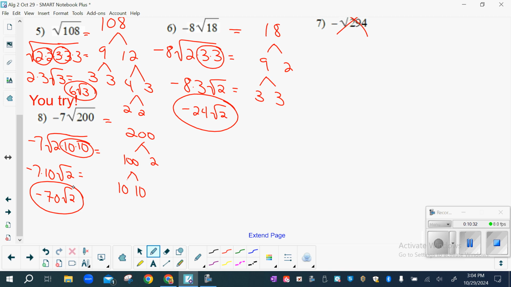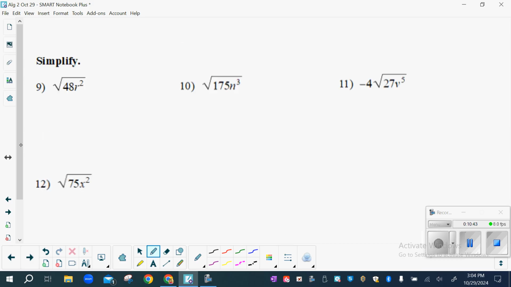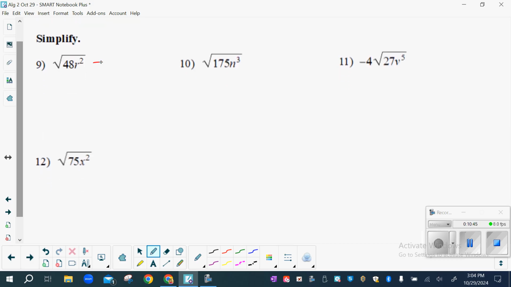Okay, so I'm going to do 2 more. A little bit more complicated. If we have 48r squared, what goes into 48? 6 and 8. Oh, there's a variable. 6 is 3 times 2, and 8 is 2 times 4, then 2 and 2. So then you can mix with both pairs.